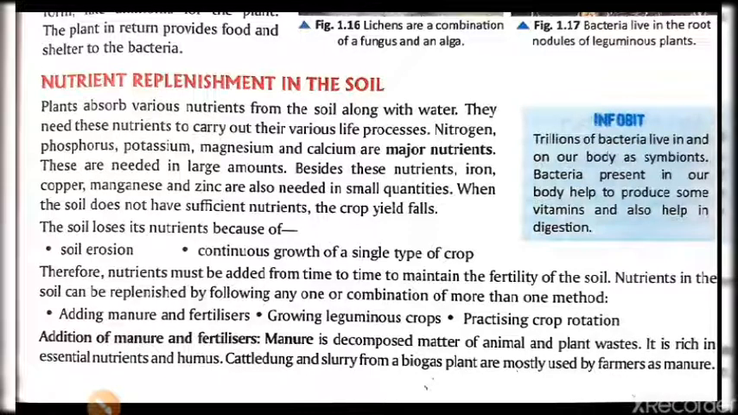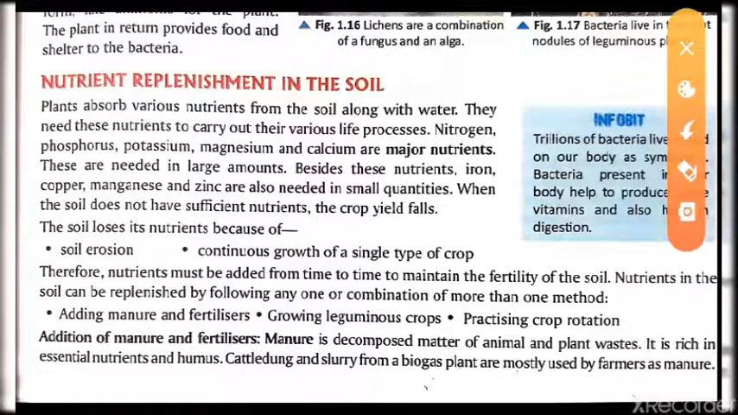In the saprophyte and symbiotic, we had seen the mutual relationship between the fungus and the algae, that is called the lichen. So all these things we had seen in the previous video. In today's video we are going to read about the nutrient replenishment in the soil.